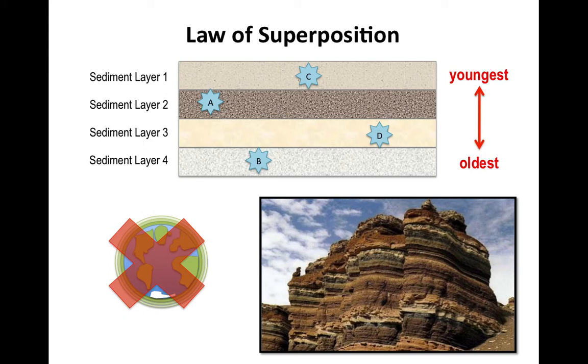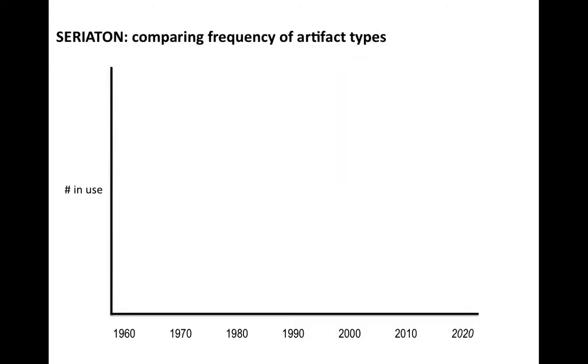So instead, we turn to the concept of seriation. Seriation is a method that involves comparing the frequency of artifact types. So if we have a number of archaeological sites, we can look at how many artifacts of each type exist within each of those sites and then use that to determine which sites are older and which sites are younger. So let's talk a little bit about this idea of comparing frequencies.